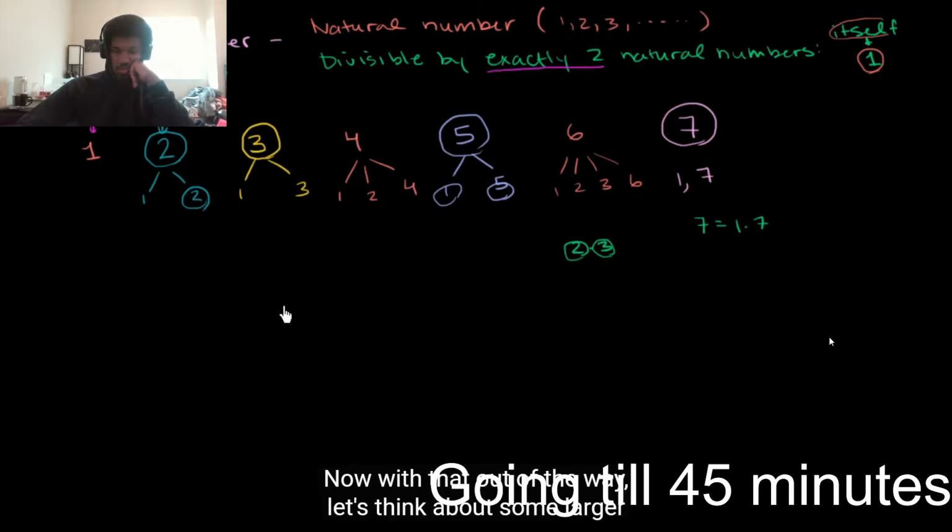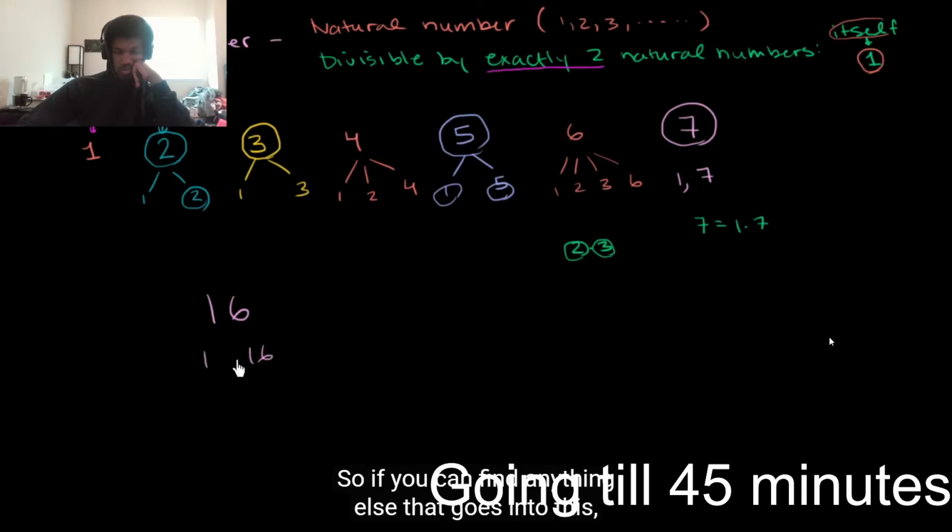Now, with that out of the way, let's think about some larger numbers and think about whether those larger numbers are prime. So let's try 16. So clearly, any number is divisible by 1 and itself. So any natural number you put up here is going to be divisible by 1 and 16. So you're always going to start with 2. So if you can find anything else that goes into this, then you know you're not prime.